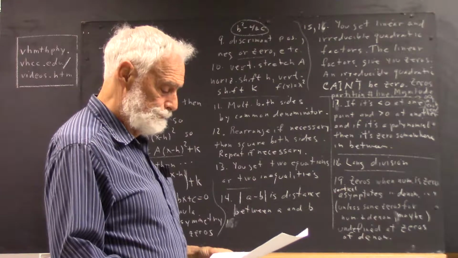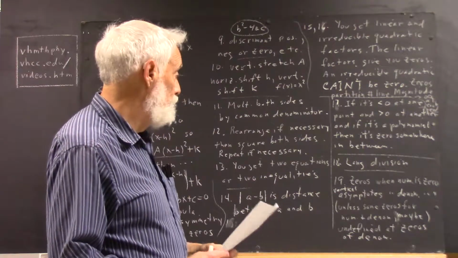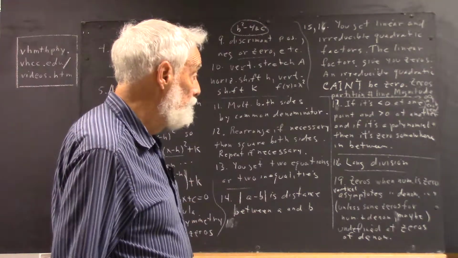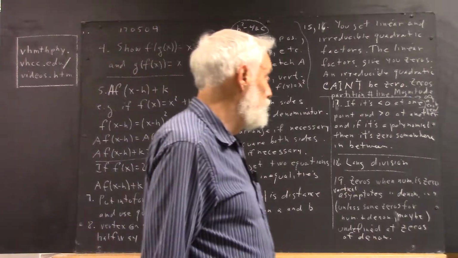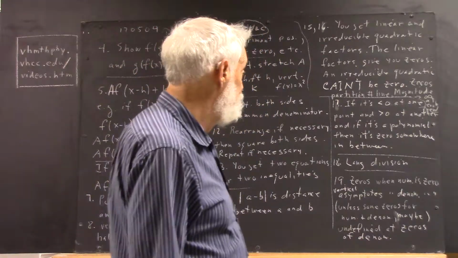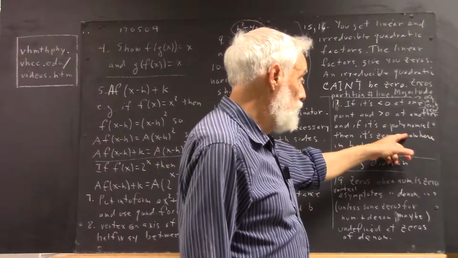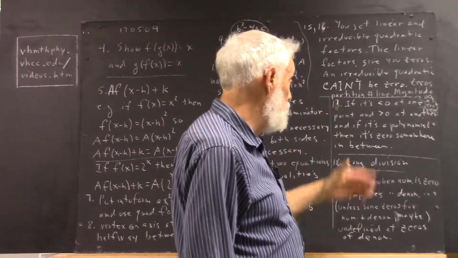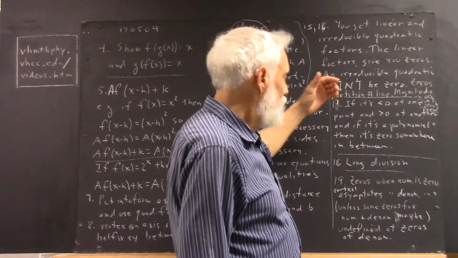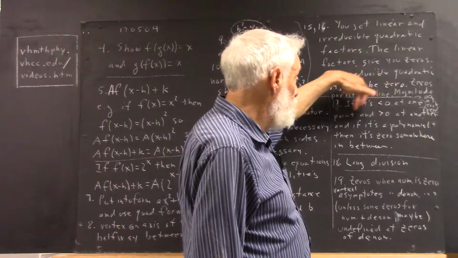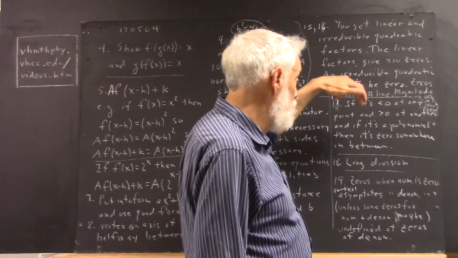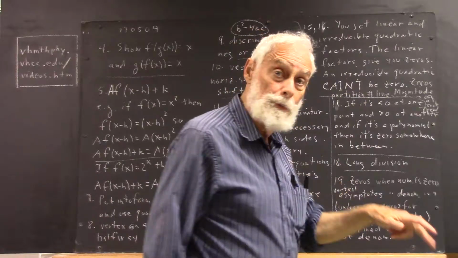Number 17, intermediate value theorem. And the statement I make here is, if it's a polynomial, probably should have started with that. But, okay, if it's a polynomial and it's less than 0 at one point and greater than 0 at another point, then it's 0 somewhere in between.